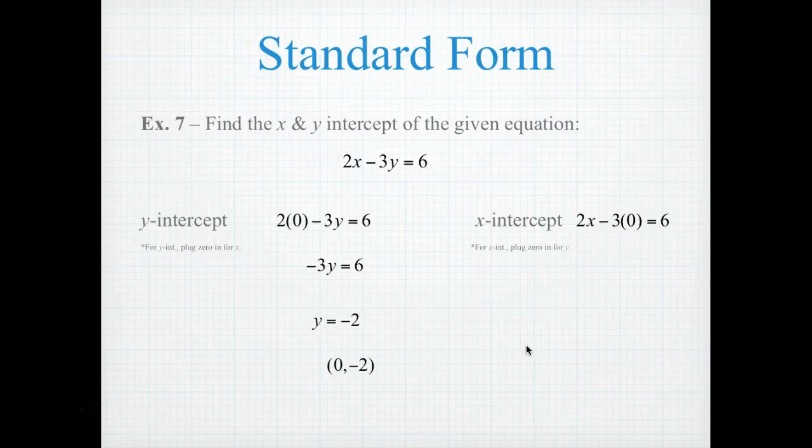So my y-intercept is 0, negative 2. To find the x-intercept, I plug in 0 for y. Eliminating the y term gives me 2x equals 6 and an x value equal to 3. So my x-intercept is at 3, 0.